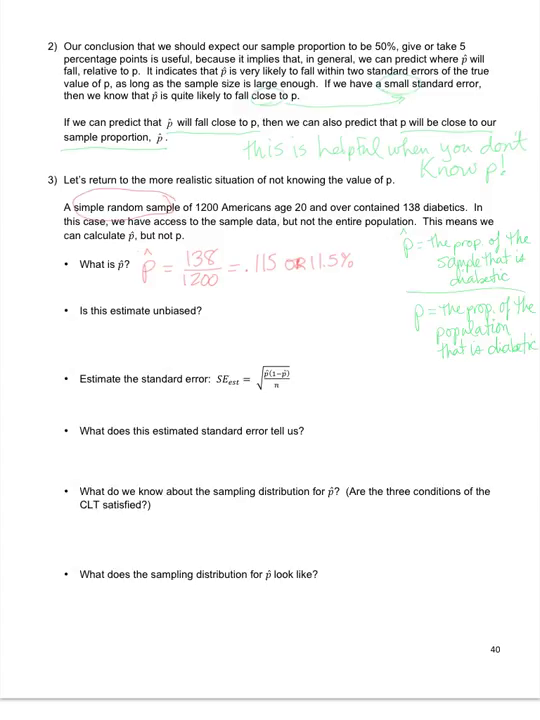All right, so is this estimate unbiased? We can say yes, because the sampling method was unbiased. And that was indicated by them telling us they used a simple random sample. Okay, so we're going to estimate the standard error. And this is an estimate because we don't know p.